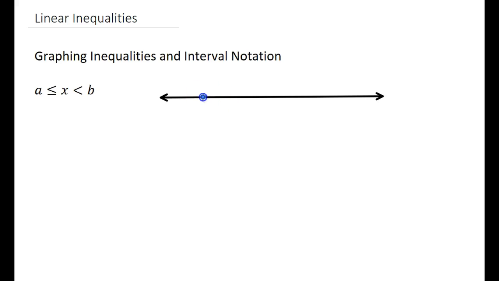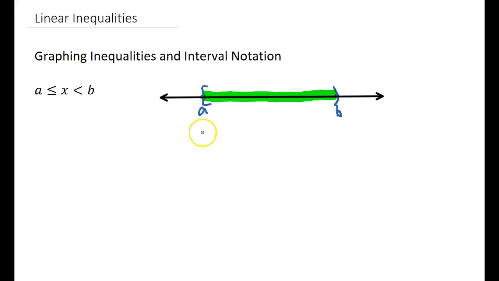Let's say that this is the coordinate of point A on the number line, and this is the coordinate of point B on the number line. Since x can equal a, I'm going to put a bracket, and since it's just less than b, I'm going to put a parentheses, and then we shade everything between on the number line. Okay, so that's a graphical representation of that inequality.